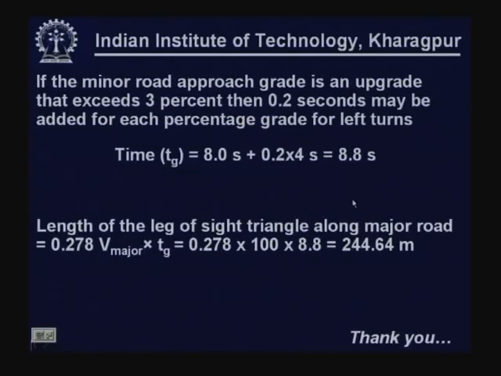Now, what is the effect of grade? AASHTO says that in excess of 3%, 0.2 seconds may be added for each percentage grade. So, it is a 4% grade, means 4 into 0.2, that is 0.8 seconds. So, total is 8.8 seconds. The approach speed is known. So, the length is 0.278 into 100 kilometer per hour into 8.8. So, that gives us 244.64 meter. That way one can calculate the length. Thank you.